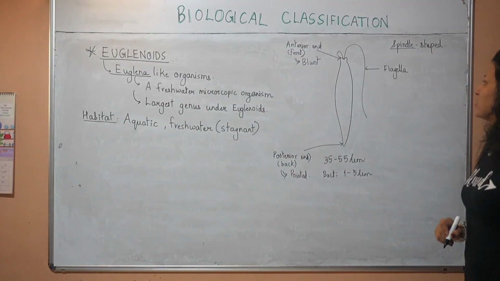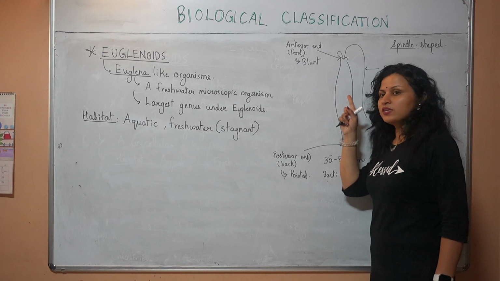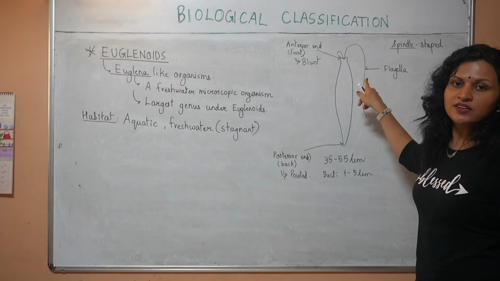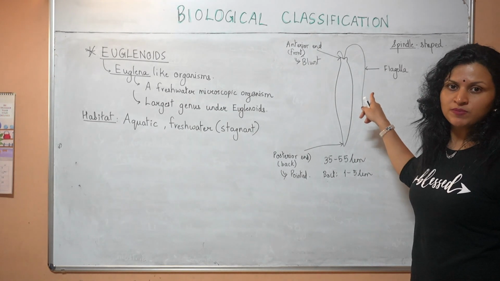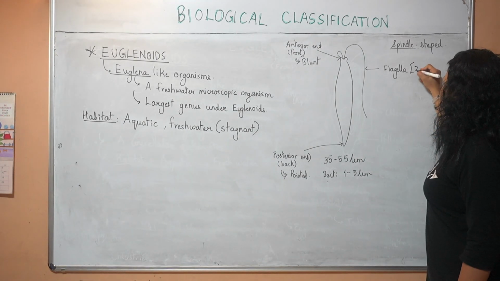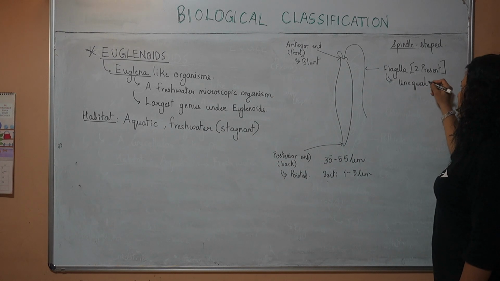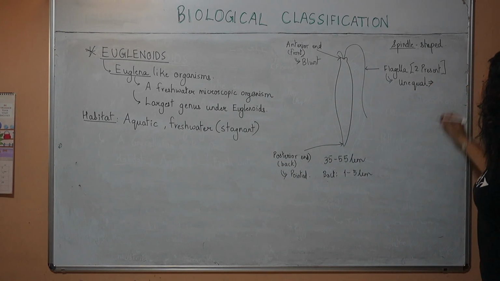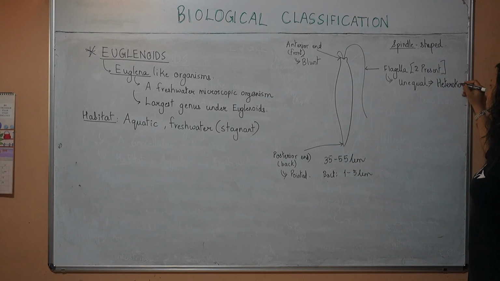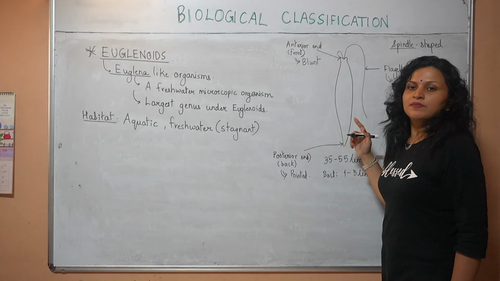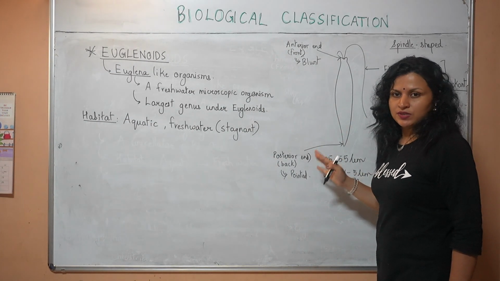How many flagella do you see? You see one flagellum, but if you look closely, you will see there is one more flagellum here. Both the flagella are different in size, shape, and structure. Two flagella are present, and these two flagella are unequal, and therefore this condition is the heterocont condition, just like the dinoflagellates.